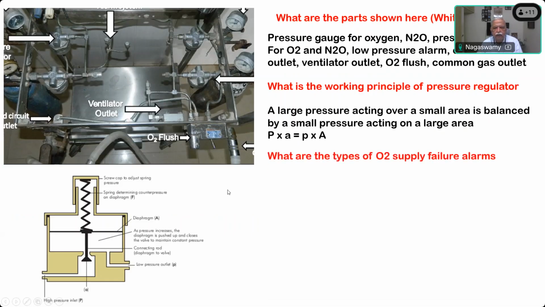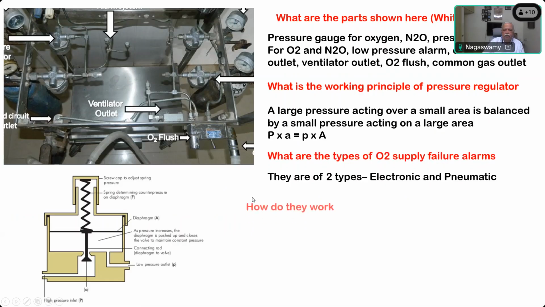What are the types of oxygen supply failure alarms? These are all basic things. Auditory. Yes, electronic and pneumatic. Okay. So there are two types. How do they work? What is the working principle?